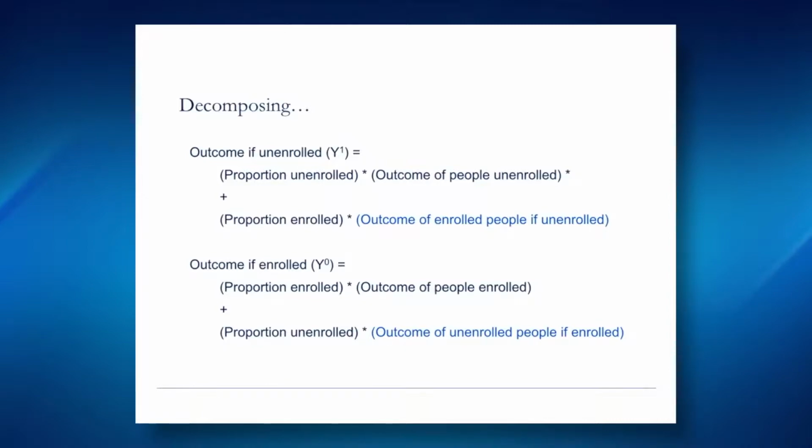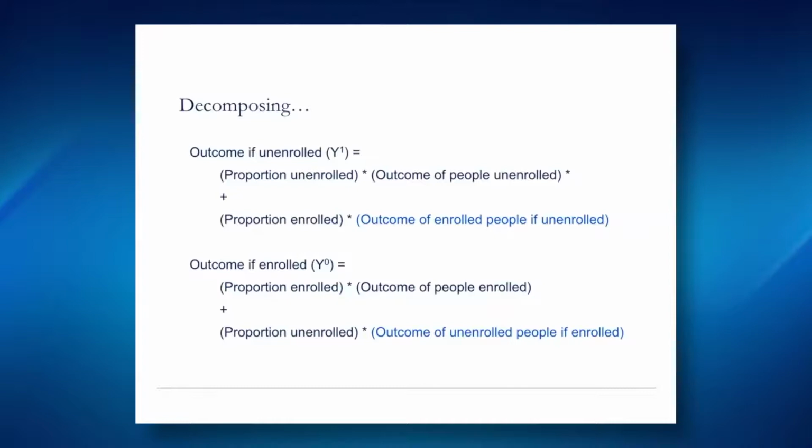That's the problem, that part in blue. We can't observe that, right? This is the fundamental problem of causal inference. So suspend disbelief and just say the part in blue is the part we can't observe right now. What about the outcome if enrolled? It's just the converse. Who's enrolled? What's their outcome? We observe all that. Who's unenrolled? What would have been their outcome if they had been enrolled?